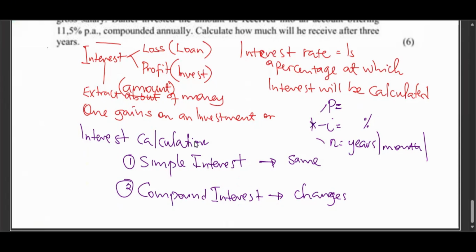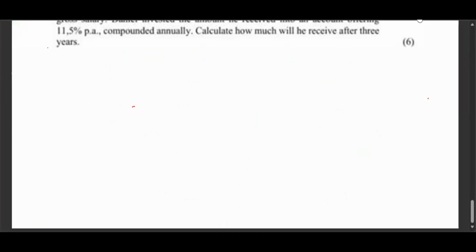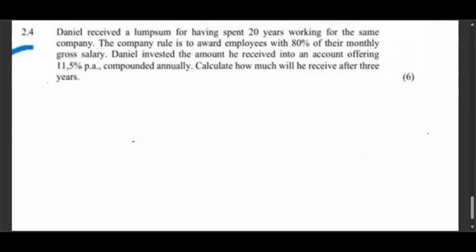Okay. Take note, in mathematical interest, we don't use formulas. I will show you how we do it. Let's deal with the one that we have for now. All right, now when we look at this scenario that we have, Daniel receives a lump sum for having spent 20 years working with the same company.